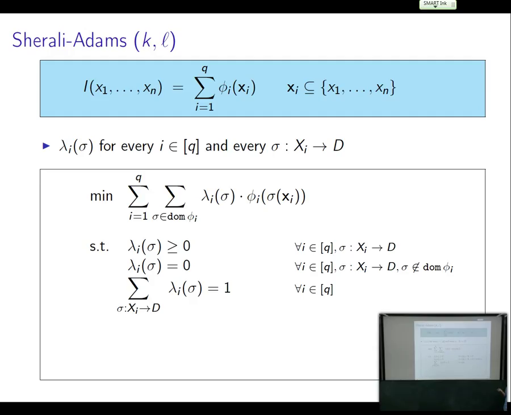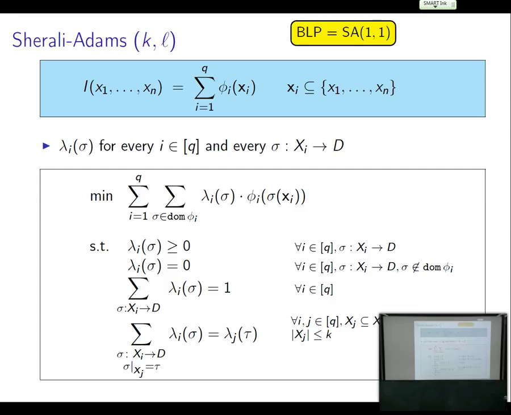So the most interesting part of the linear program is the last bit, and that's the usual marginalization constraint. It says that if you have two scopes and one of them is a subset of the other, they have to agree. But this is only required if the smaller of the two is of size at most k. So this is the second parameter, or the first parameter if you like, of the Sherali-Adams hierarchy. And if k and l are fixed, this is an LP of polynomial size, and it can be solved.